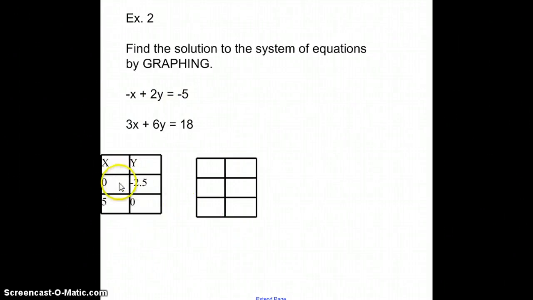Okay, and here you go. You can see I plugged in here. We get when x is 0, y is -2.5. When y is 0, x is 5. And we just plugged in 0 for x here, solve for y, plug in 0 for y, and solve for x up there, and that's what we got. Okay, let's take a look at this second equation.